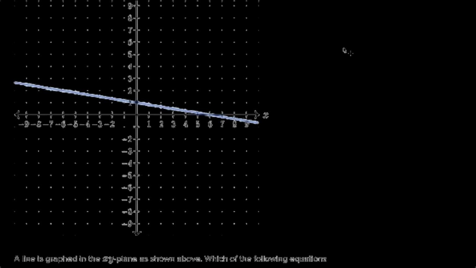Let me write this a little lower so we can look at it at the same time as the equation choices. We see that when x is 0, y is 1. So that is the y-intercept, we could say. And then you can see when x is 6, y is 0. When x is 6, y is 0.